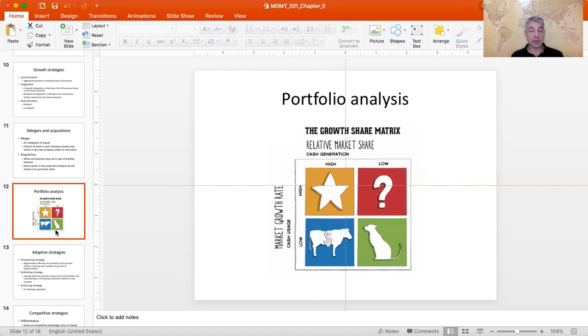If the business you have happens to be in a market that grows fast and you control a big chunk of that market, these are stars. You definitely want to keep them. They do generate a lot of money for you that you can reinvest. You can support other projects. You can funnel it all back into the same market. So these are great ones to have.